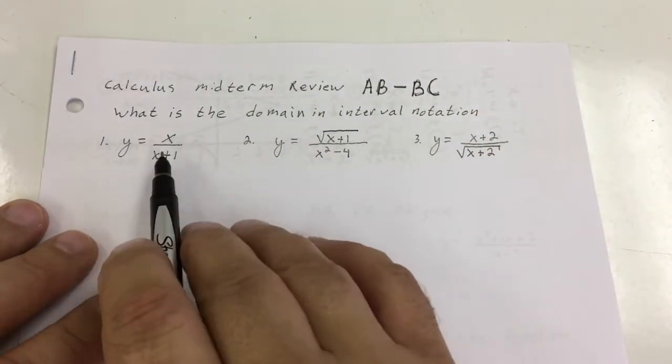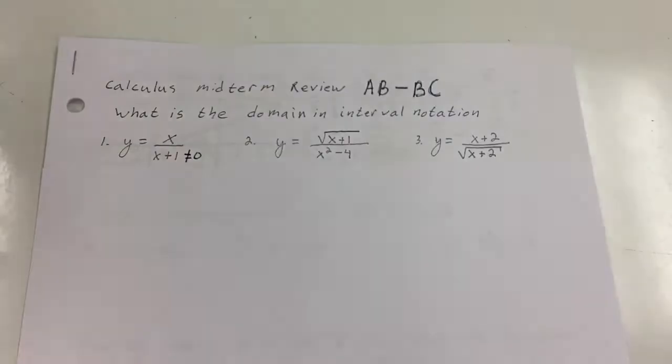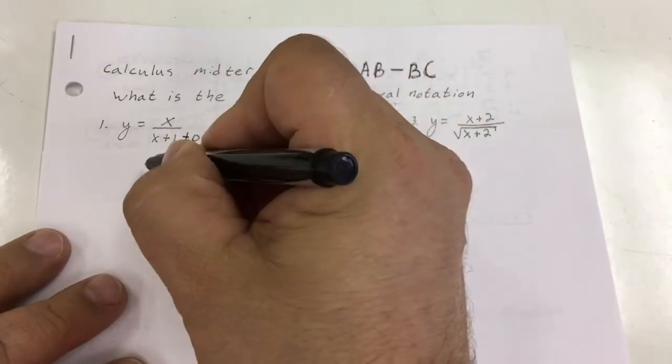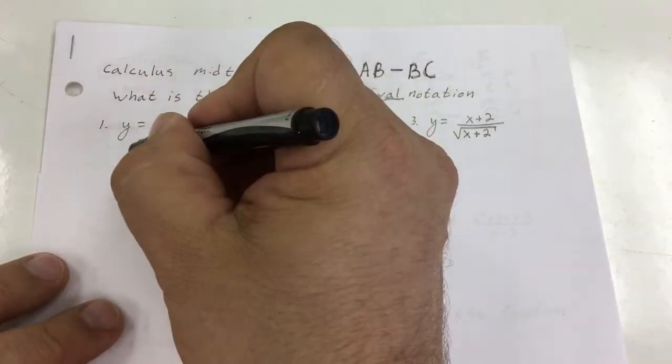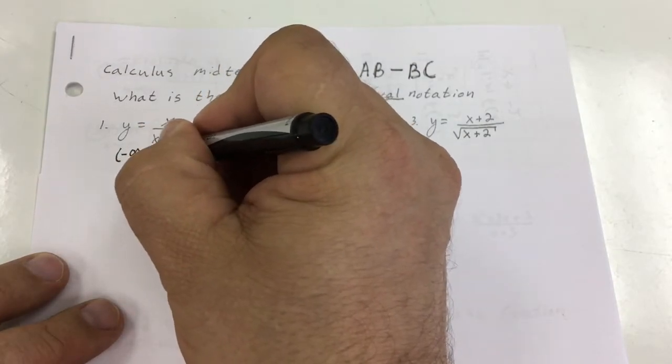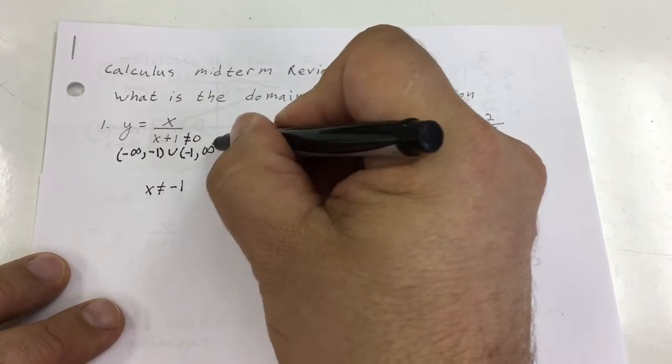These are continuity problems. I want to find the domain of y equals x over x plus 1. Basically, all I do is set the bottom not equal to 0. The bottom is not allowed to equal 0. That's where there'll be an asymptote or discontinuity in the domain. So, in this case, x cannot equal negative 1. So, in interval notation, that's going to look like this: negative infinity, all the way up to negative 1, union, negative 1 to positive infinity.